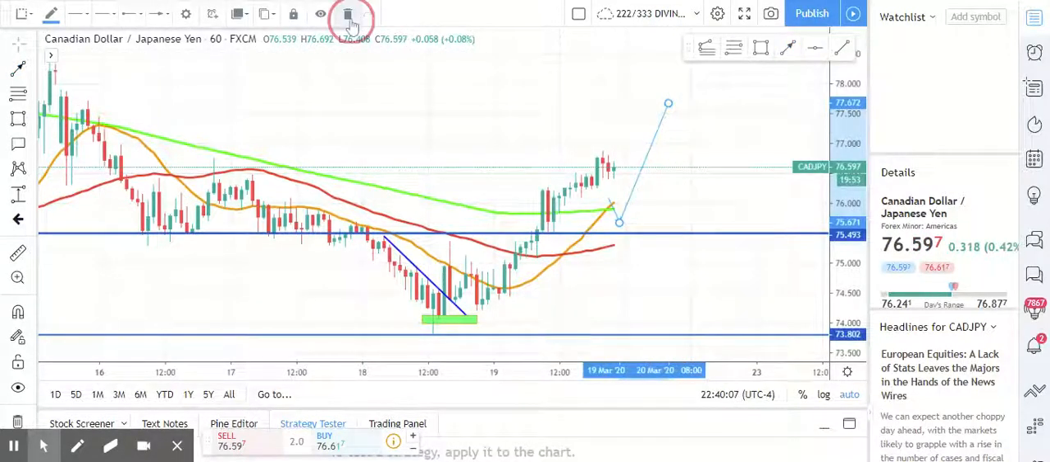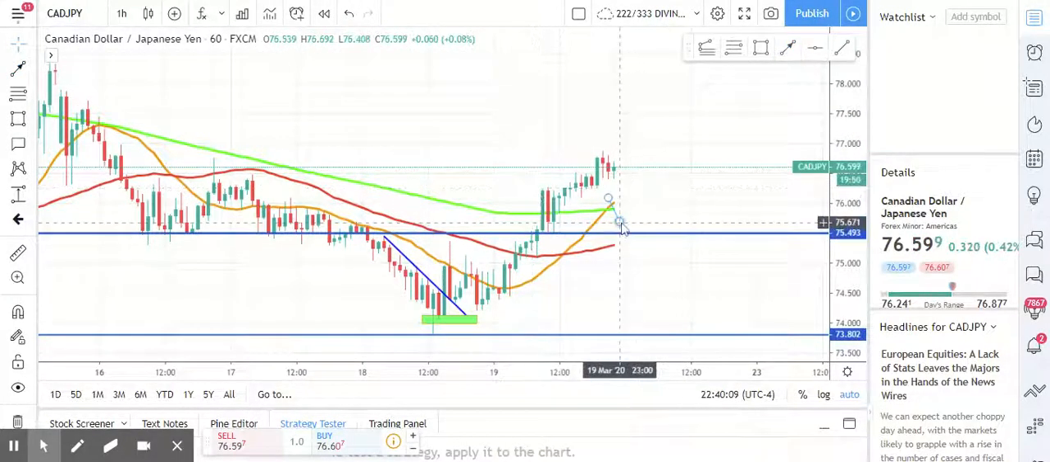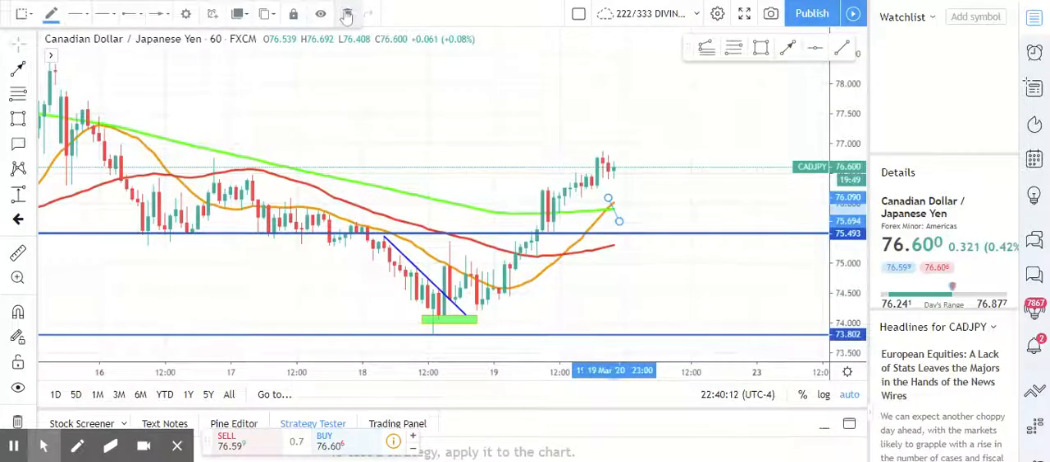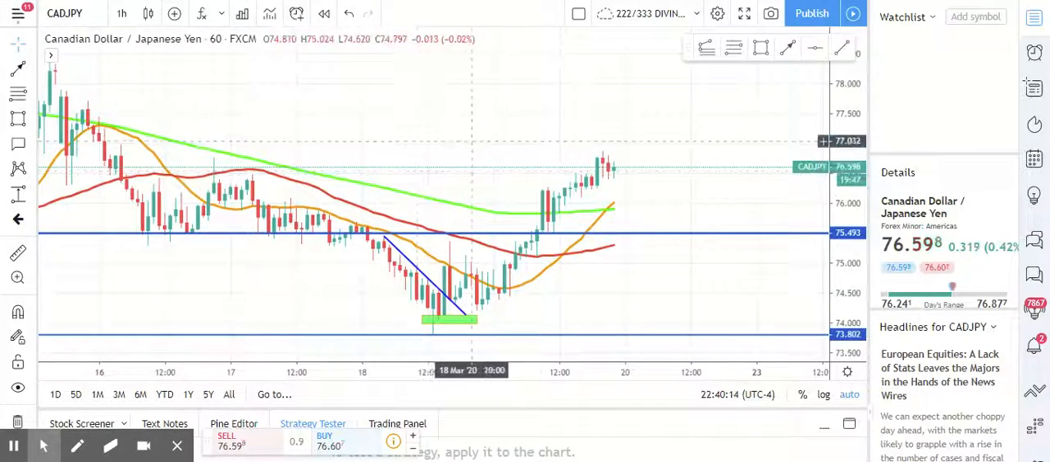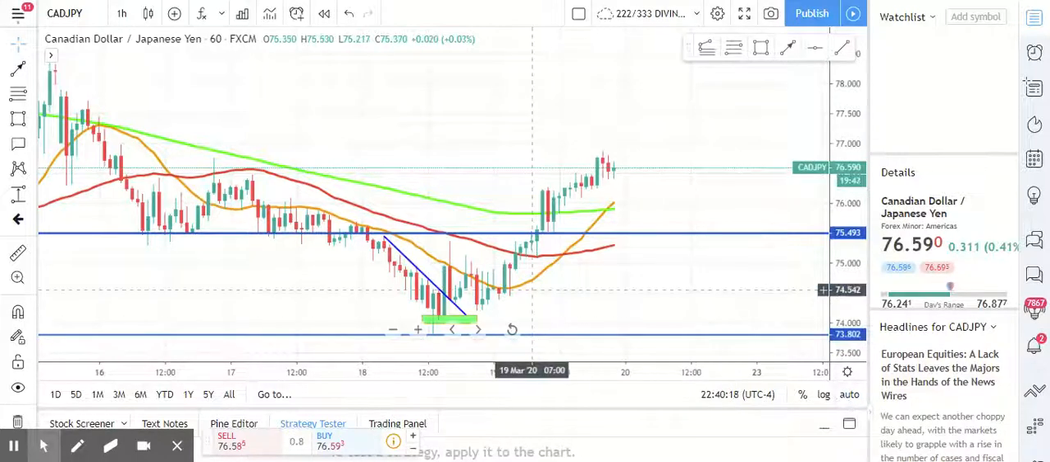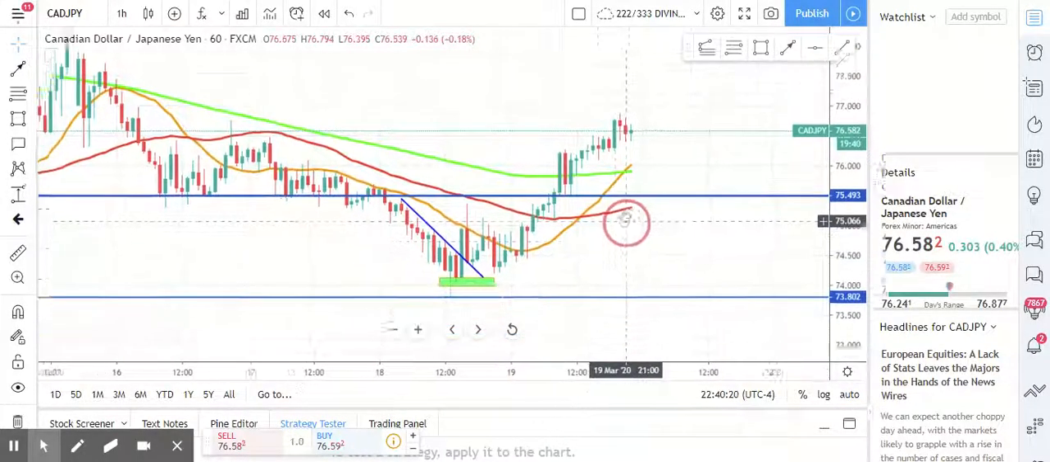All right. These are healthy pullbacks. Sometimes these trading pairs need a break. Almost think of somebody exhausted from running. They need a quick break, a breather, and then they get back to it.